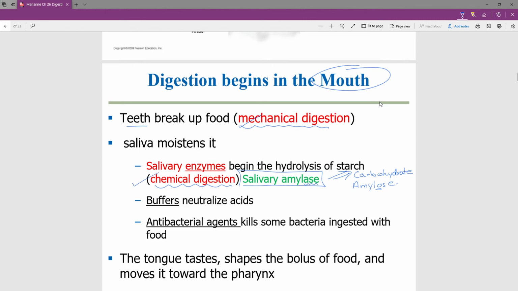Still talking about saliva and its role, it can buffer or neutralize acids. We're going to see that again in other parts of our digestive system where pH plays a role. Saliva also has antibacterial properties, and those antibacterial agents can kill some of the bacteria that may be ingested with the food. In addition to your teeth and saliva, you also have your tongue, which is really important in tasting and shaping the bolus of food, the package of food, the mouthful, if you will, and moves the food towards the next part in the digestive tract, the pharynx.